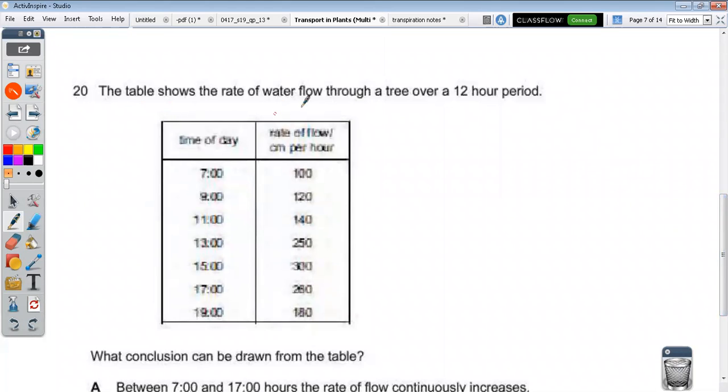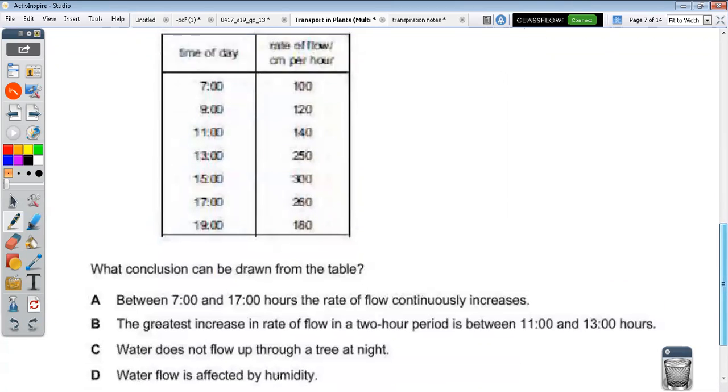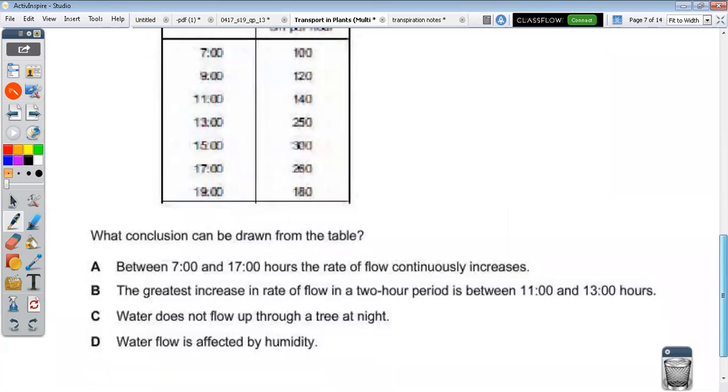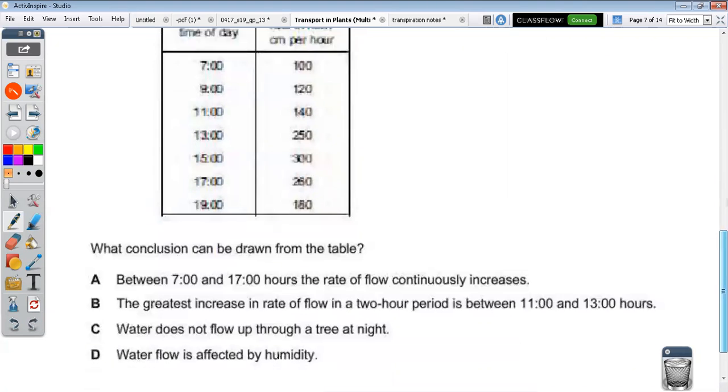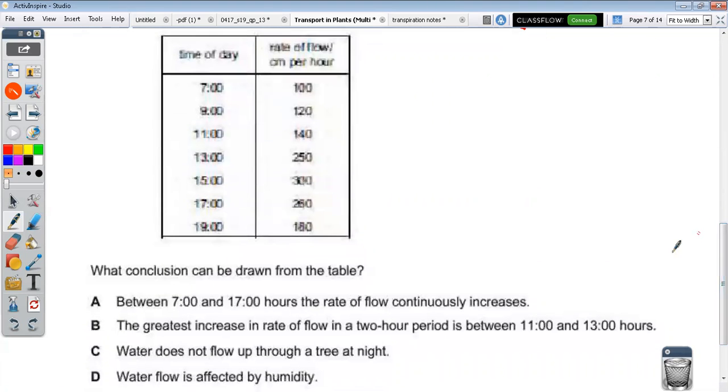The table shows you the rate of water flow through a tree for a 24-hour period. Time of day, rate of water. What conclusion can be drawn from the table? The greatest rate of what is between that? Do you agree there? What's the difference there? What's the difference here?